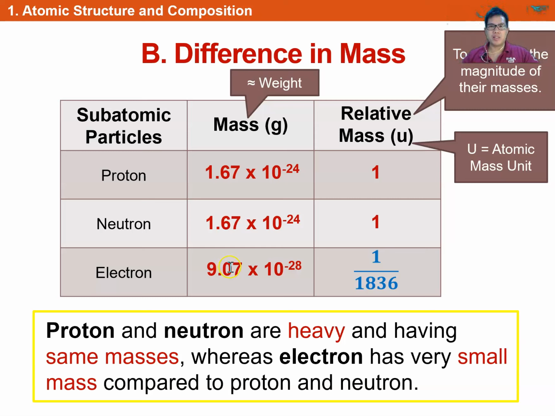The relative mass is just for easier reference, because 1.67 times 10 to the power of -24 is quite difficult to actually write down. You can use what we call the relative mass, in U. So a proton is 1U, and an electron is 1 over 1836U.